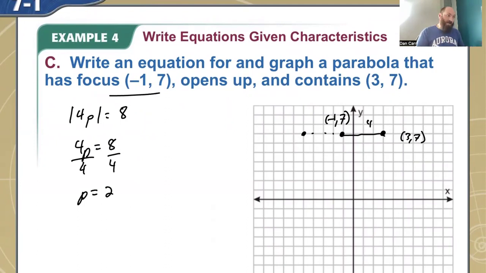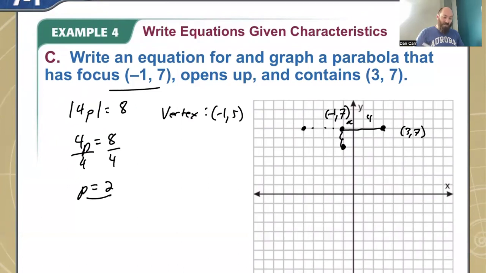So now, again, technically I didn't need to do that. Oh no, I do need to do that because I need to figure out where my vertex is. Forgot about that. So my vertex is going to be at the point, if p is equal to 2, here's my focus, that means I'm going to go down 2 spots for that one. So my vertex is going to be at (negative 1, positive 5). Okay. So I've got everything I need. I'm going to graph it right now, since I've got those points and my vertex and everything.